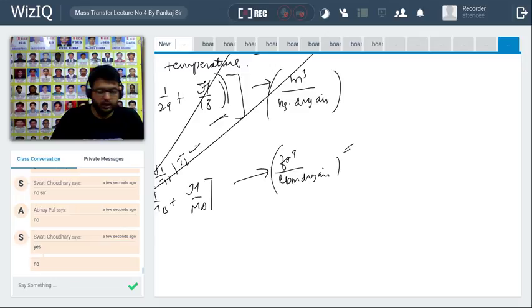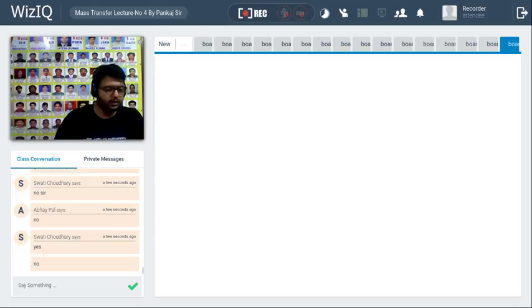Now we'll calculate the total enthalpy. Enthalpy will contain first the concept of the specific as well as the latent. The specific enthalpy is related to temperature change, and the latent enthalpy is related to the phase change. So total enthalpy will be equal to the sum of both.